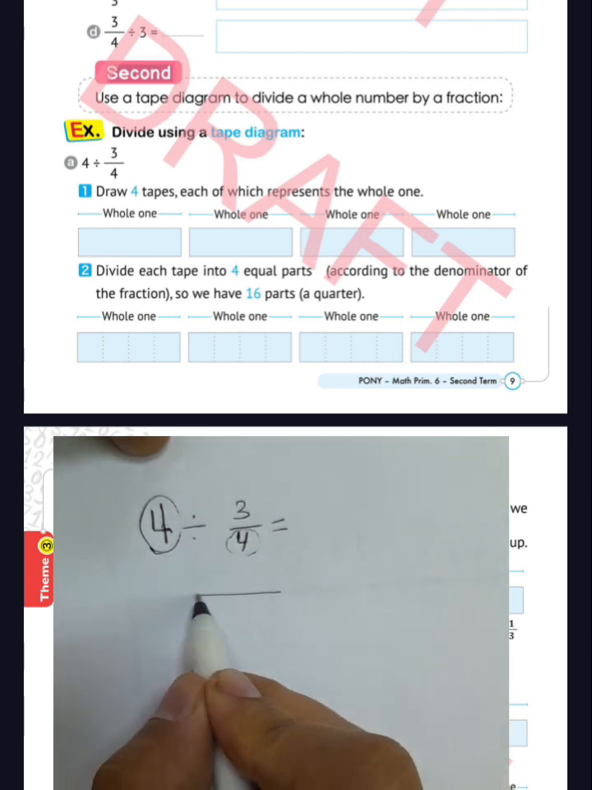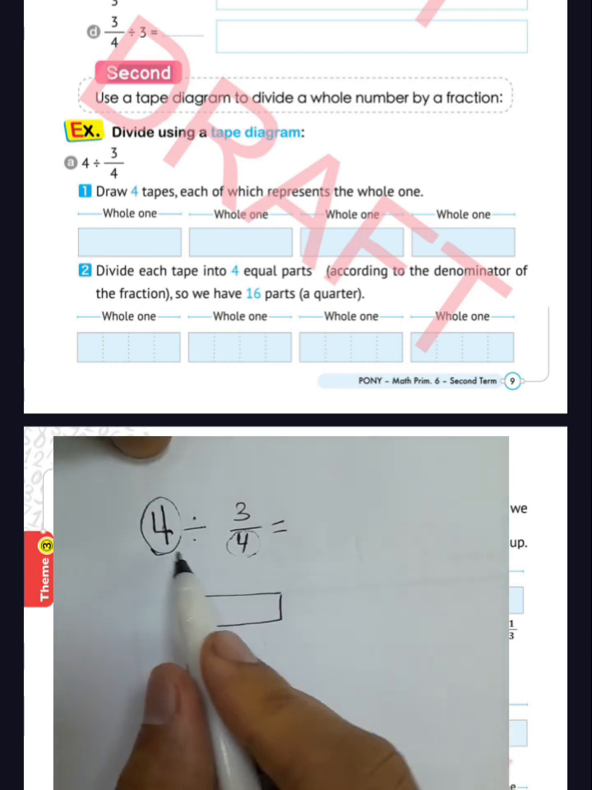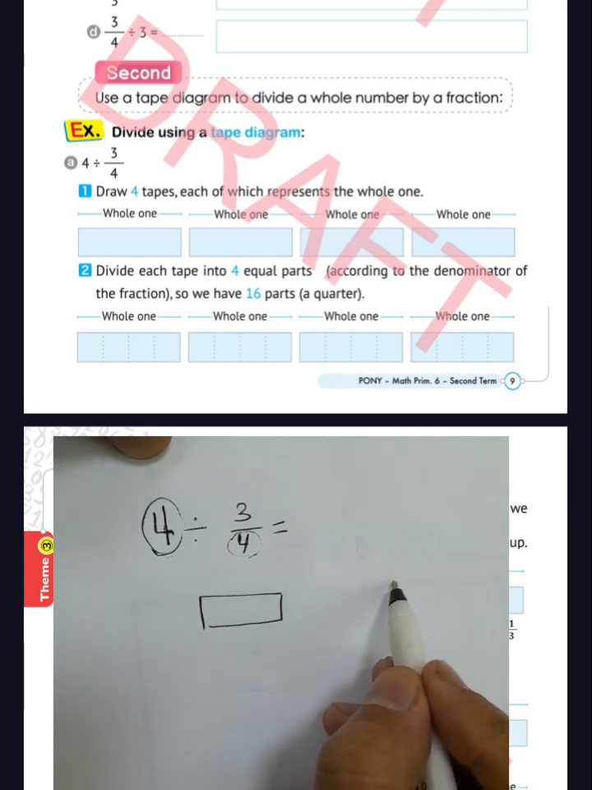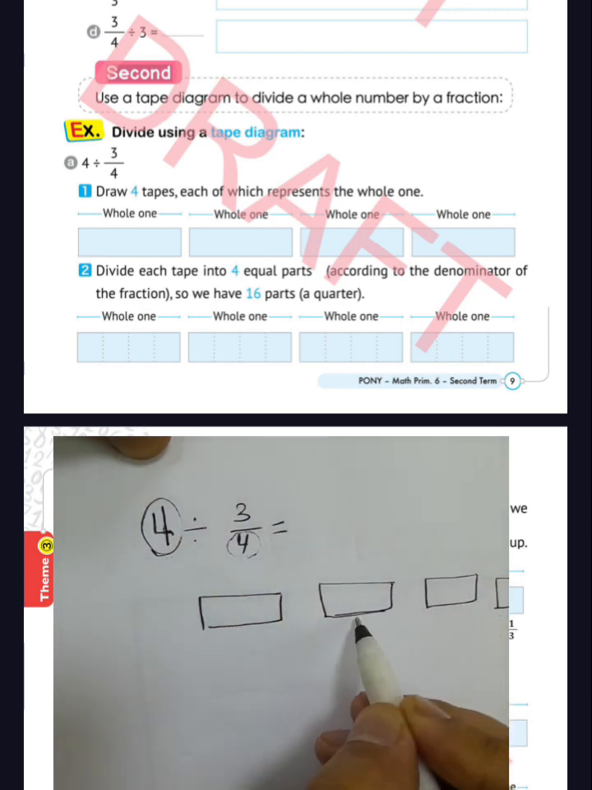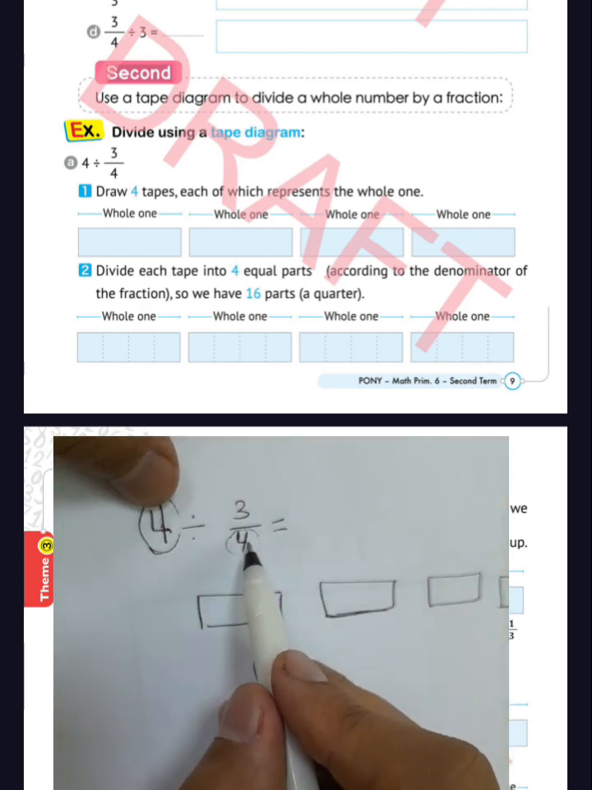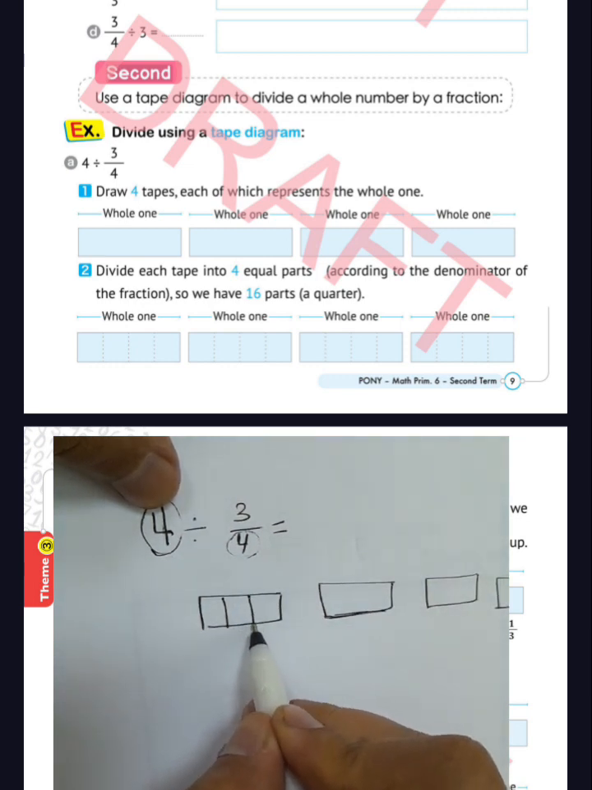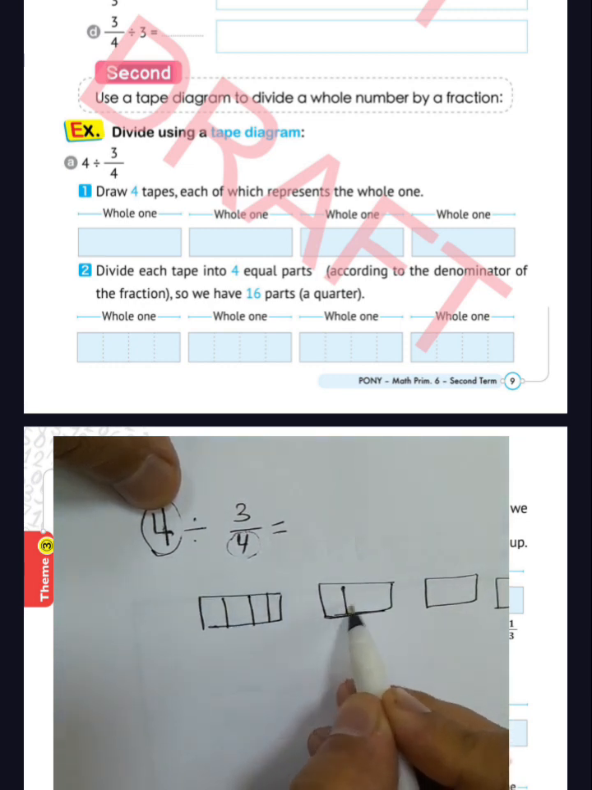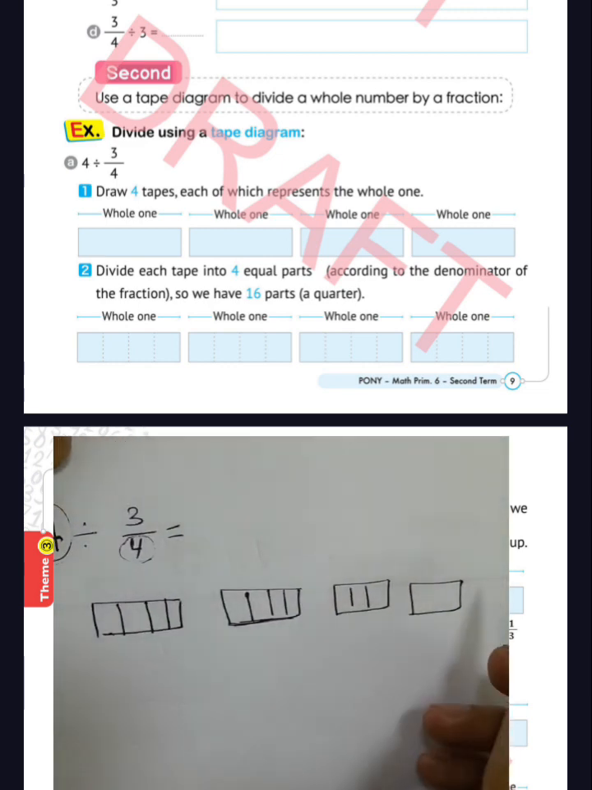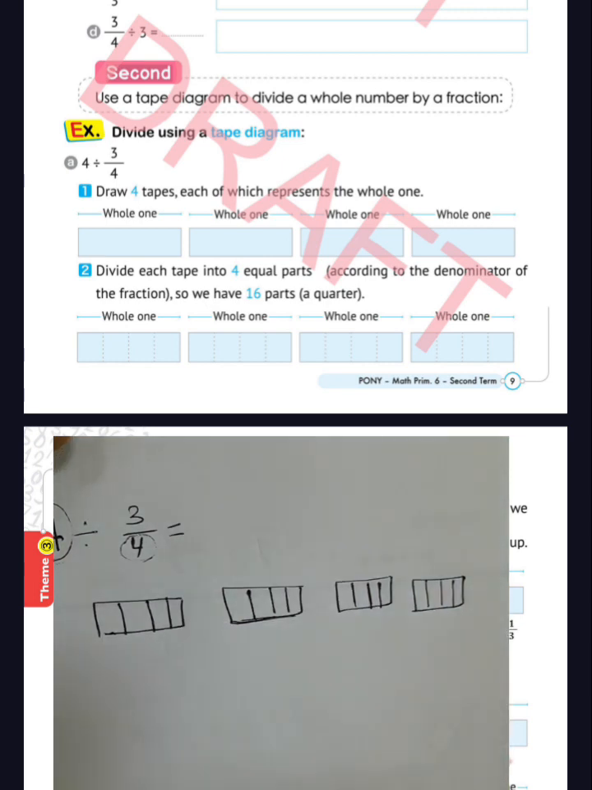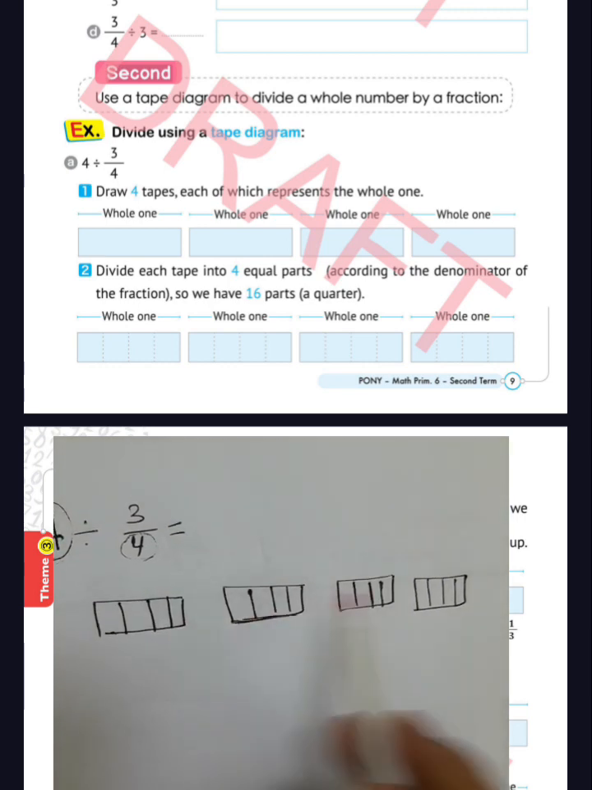You will draw here 4 groups or 4 models. 1, 2, 3, and 4. Okay? And you will divide each one of them into 4 parts. 1, 2, 3, 4. 1, 2, 3, 4. 1, 2, 3, and 4. 1, 2, 3, and 4. Okay? And then you will color all of them.